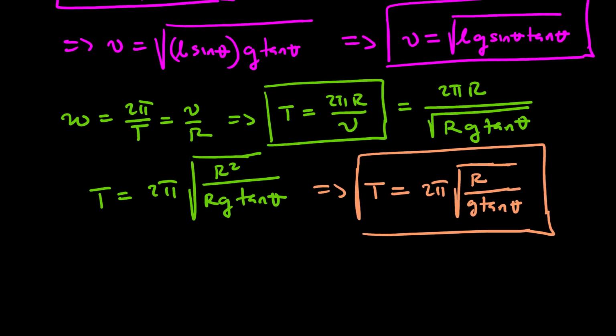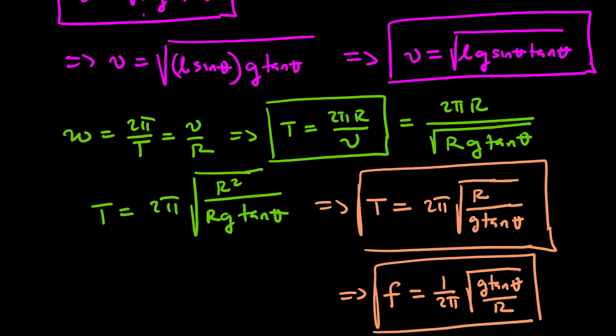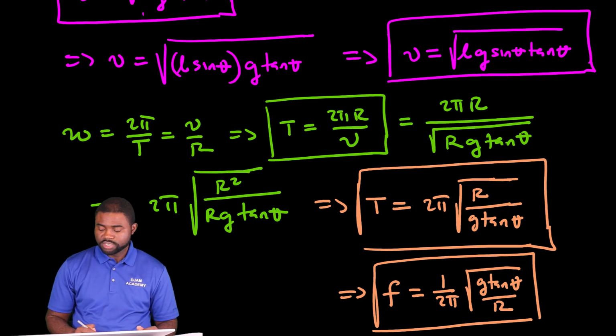Another way that we can see this is that the frequency will be equal to 1 over 2 pi the square root of g tan theta all divided by r. And this is the frequency of rotation of the block around the center of the circle.